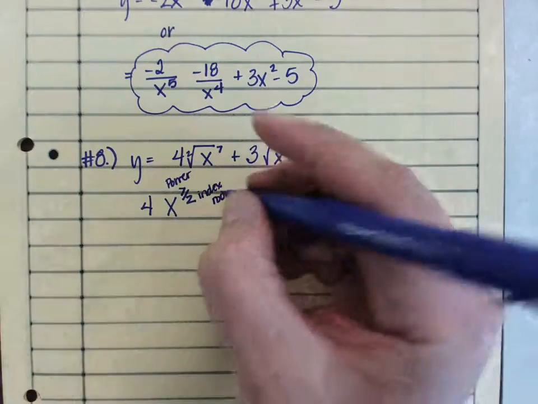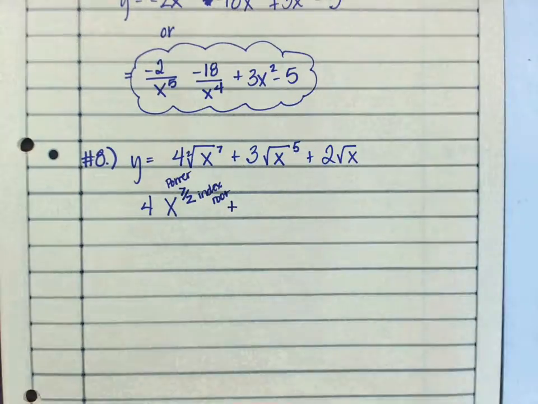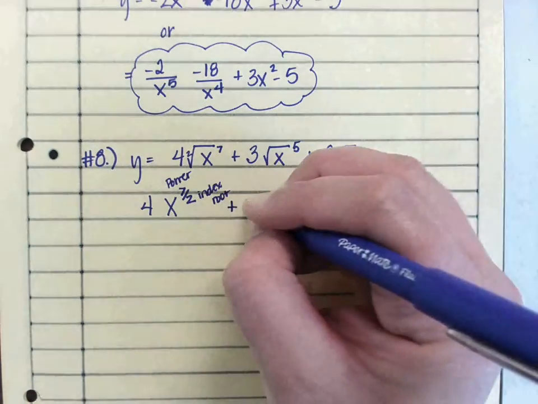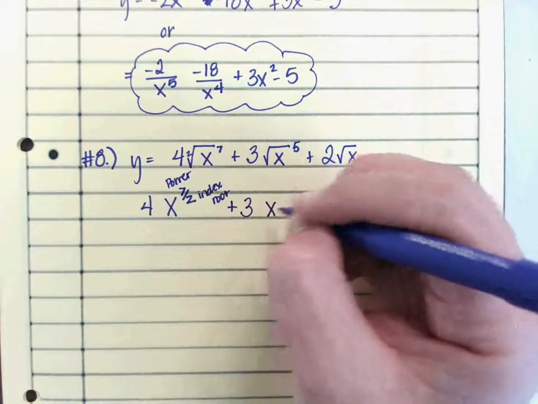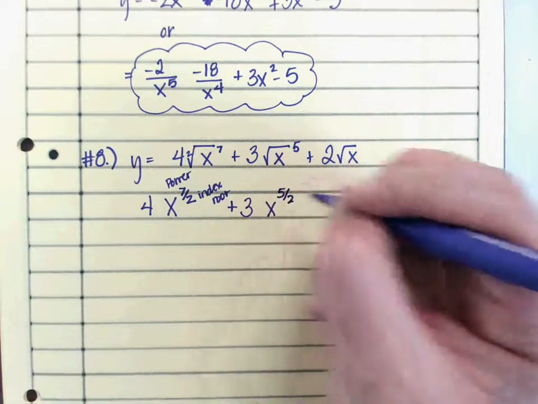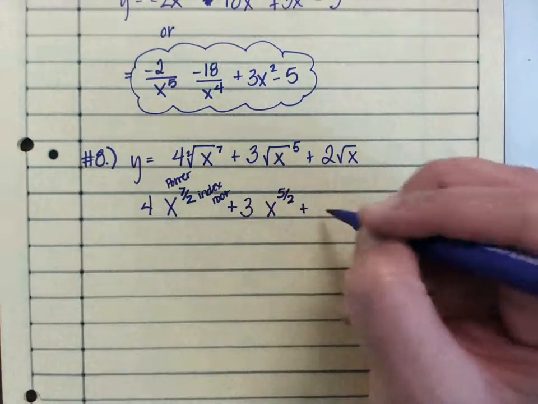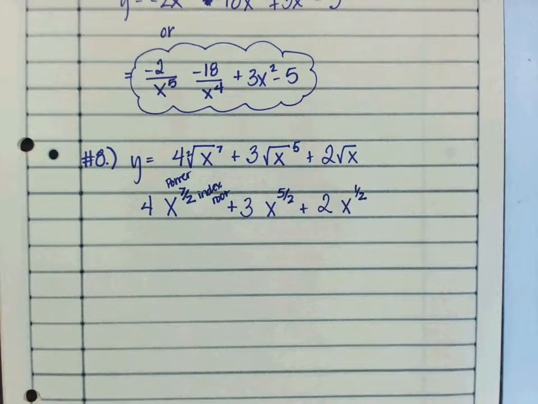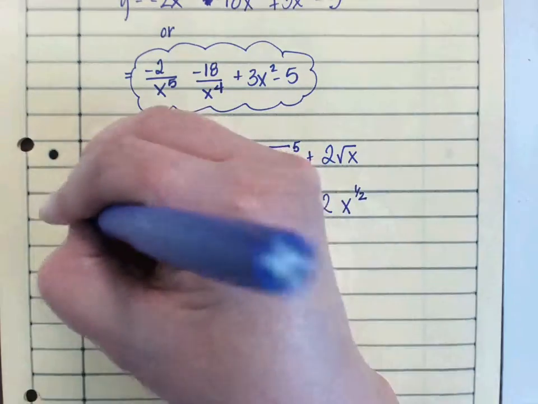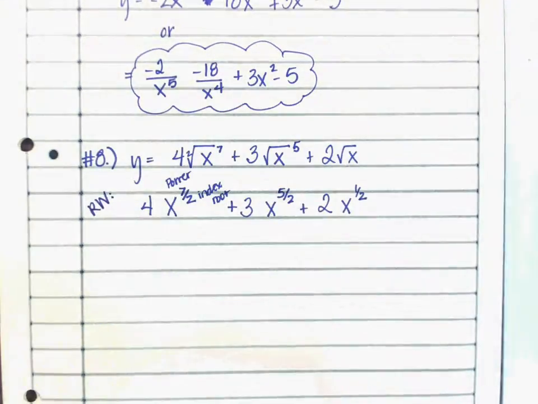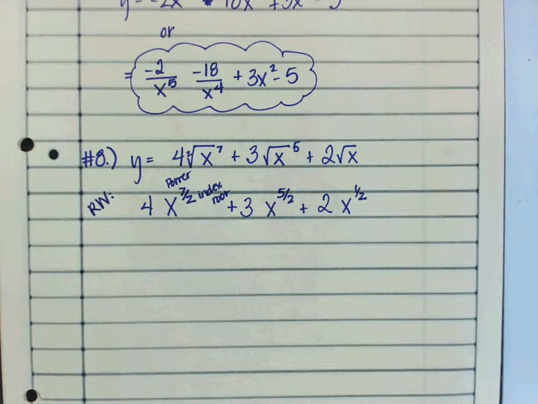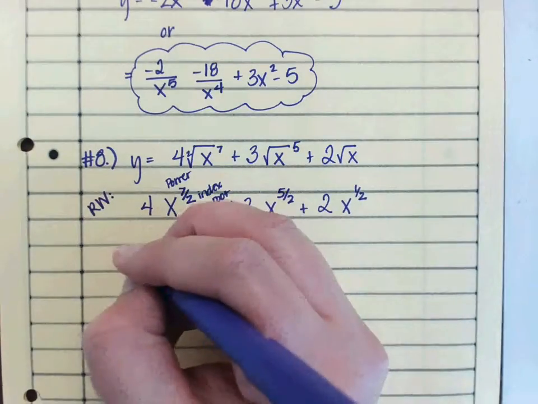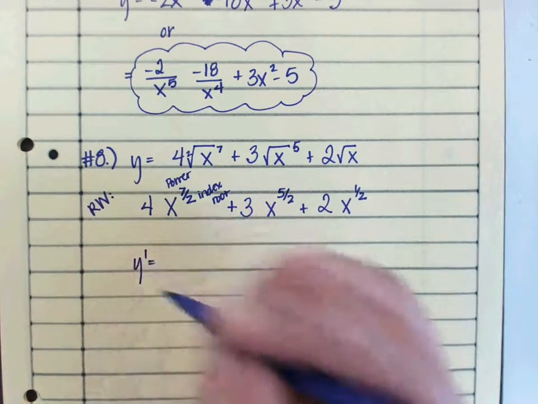Okay, next term. This is a rewrite. I'm not taking the derivative yet. Okay, what would 3 square root x^5 be? 3x to the what? 5 over 2 plus. Last one would be 2. Regular square root is a half. Now, that was a rewrite, RW. We did not actually take the derivative yet. Okay, here we go. Once you take the derivative, y prime equals.